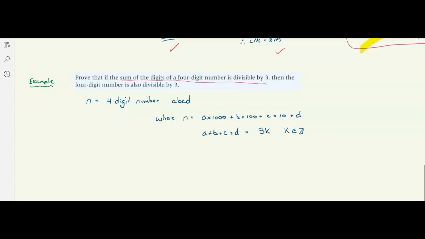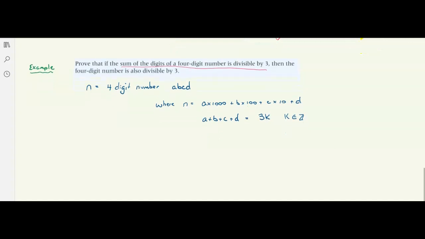In order to do so, we need to look at a number and break it down into its digital components, because we are concerned with the sum of those digits. So we need to represent A, B, C, and D individually as numbers, but we also need to represent this 4-digit number as a number. So we need to look at it in two ways: as A times 1,000 plus B times 100 plus C times 10 plus D. That's my N, the value of my number. And A plus B plus C plus D, the component values of those digits, are a multiple of 3. So this is my information.